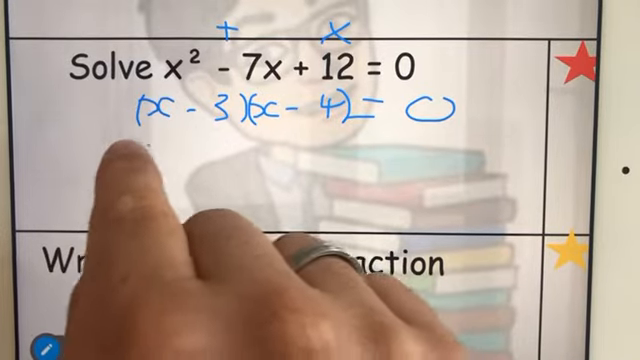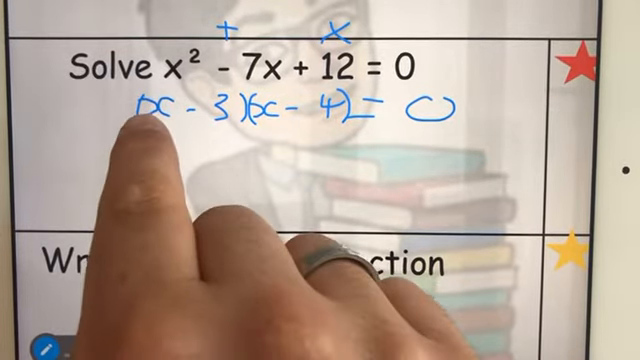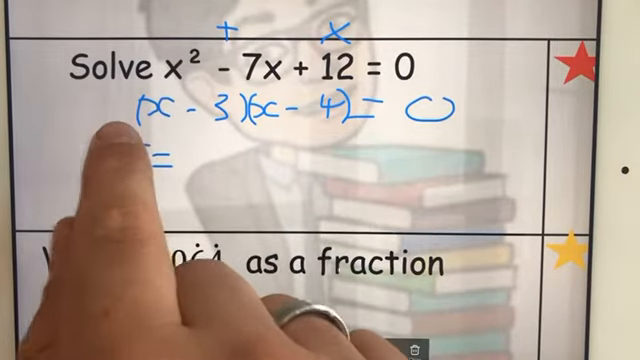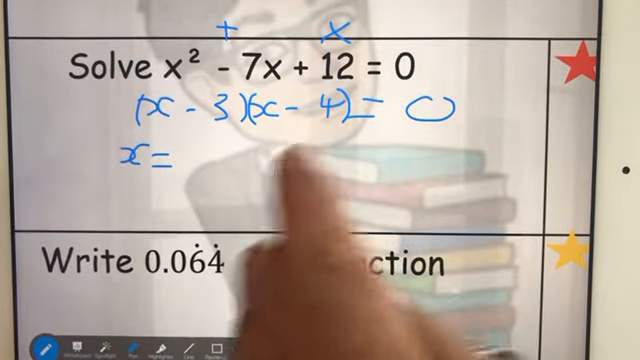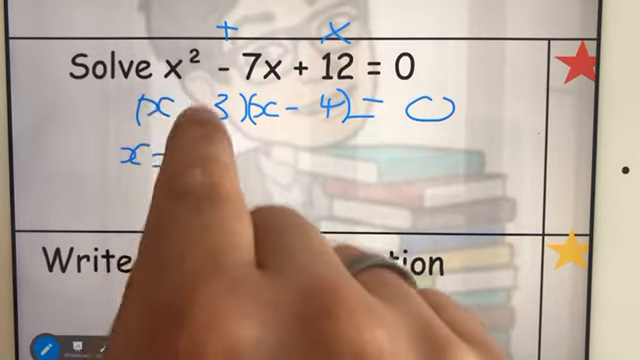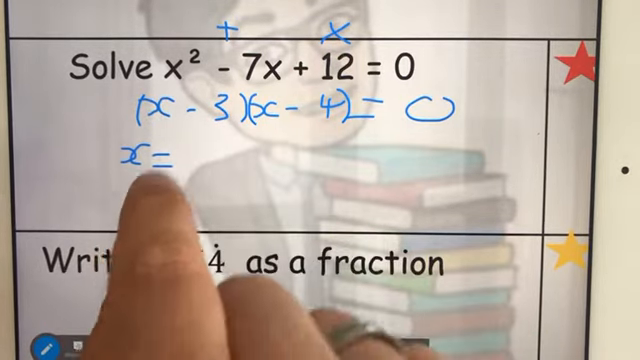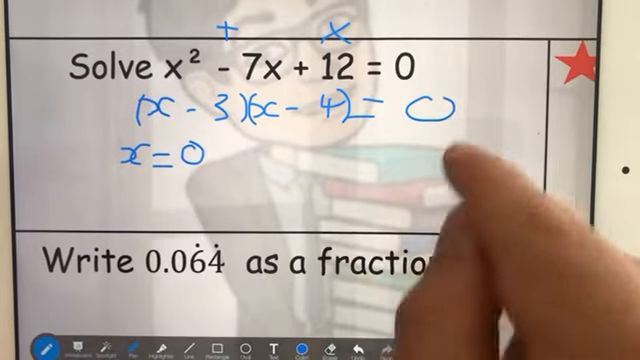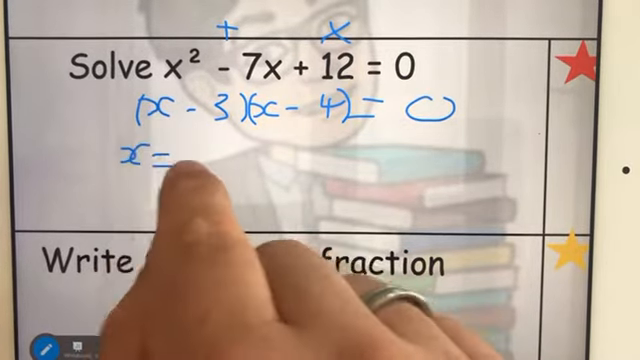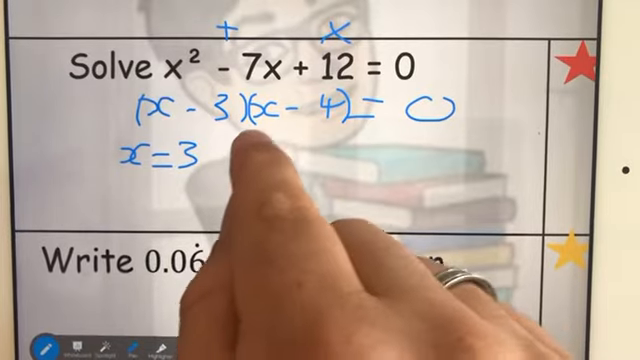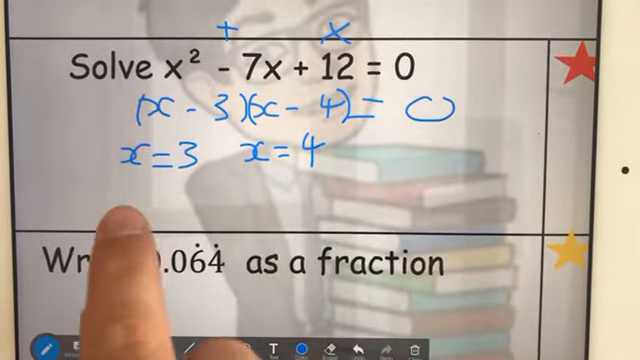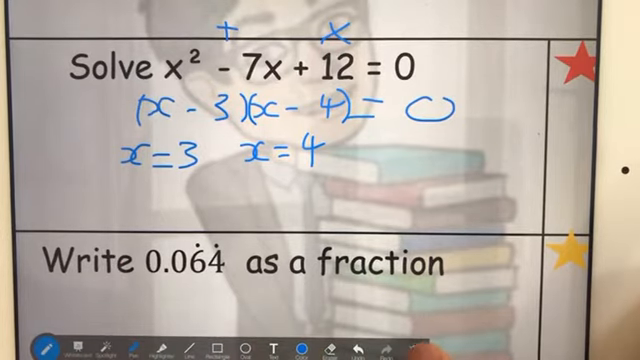Once you're there, you want to find out what x is. So obviously these two brackets are multiplied together to make 0. In order for them to multiply together to make 0, one of them has to be 0. Either this bracket or this bracket cancels out to make nothing. This bracket, 0 take away 3. For this bracket to make 0, that would have to be 3. For this bracket to make 0, that would have to be positive 4, because 4 take away 4 makes nothing. So your answer is x equals 3, x equals 4 for 3 marks on the first one.